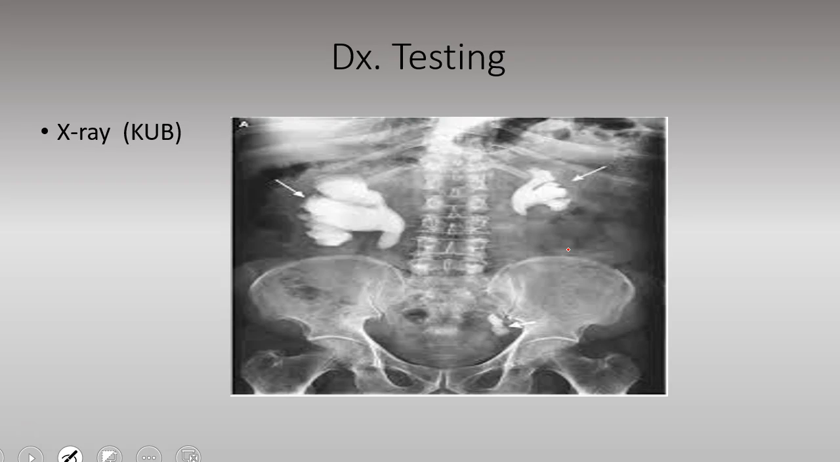So diagnostic testing for pyelonephritis is going to be your X-ray or your KUB. Here are pictures of your kidneys, and kidneys don't normally look like that, so it's these parts right here that are the pyelonephritis.